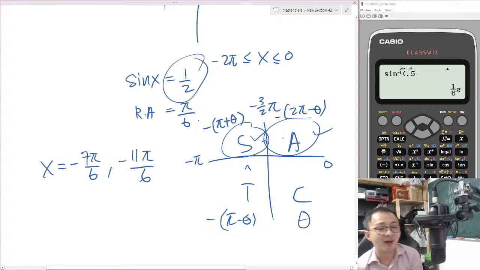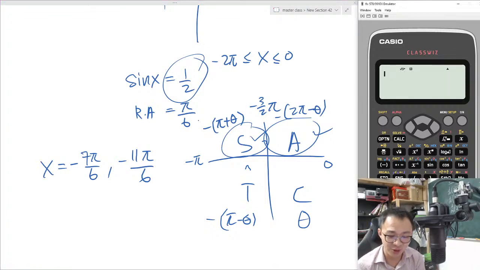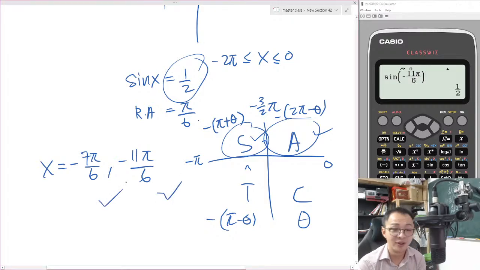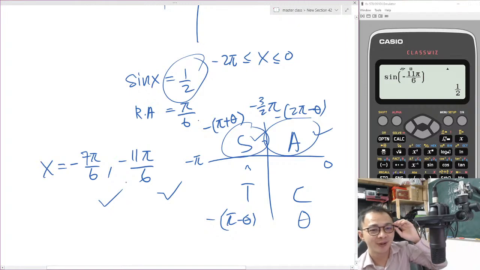Yeah, you can type in a calculator. And how do I know my answer here is correct or wrong? Let's do it. sin of negative 7 pi over 6. If I cannot get 1 over 2, that means my answer is wrong. But yeah, I get 1 over 2. If I change the 7 to 11, and I still get 1 over 2, that means my answer is correct for both. This is how we get a negative angle. I hope it does help you.